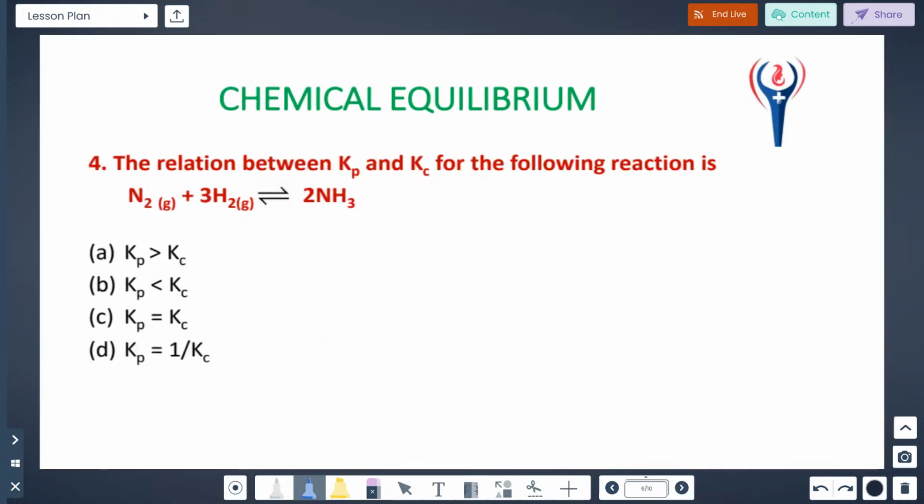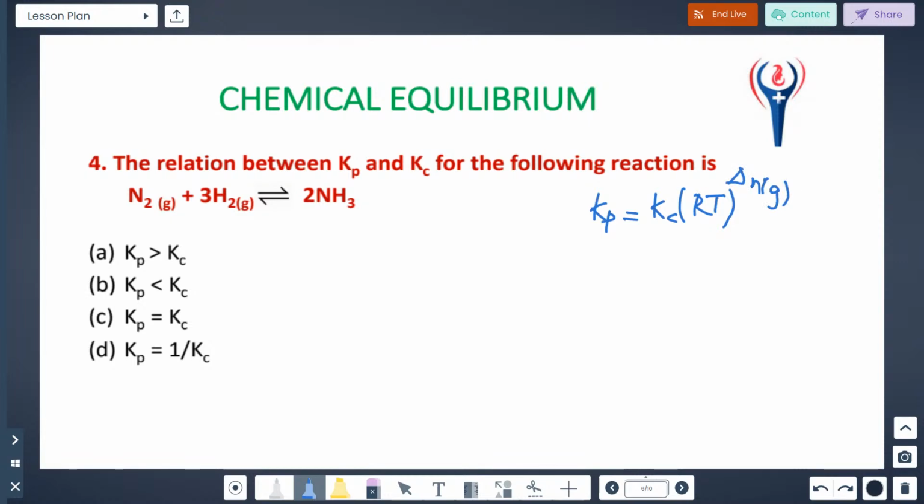Now see the next one. The relation between Kp and Kc for the following reaction N2 plus 3H2 gives 2NH3. It's an equation. We are going to relate Kp and Kc. So we have one formula for that. You know the familiar formula? Kp is equal to Kc into RT power delta ng. Are you following? This is the formula.